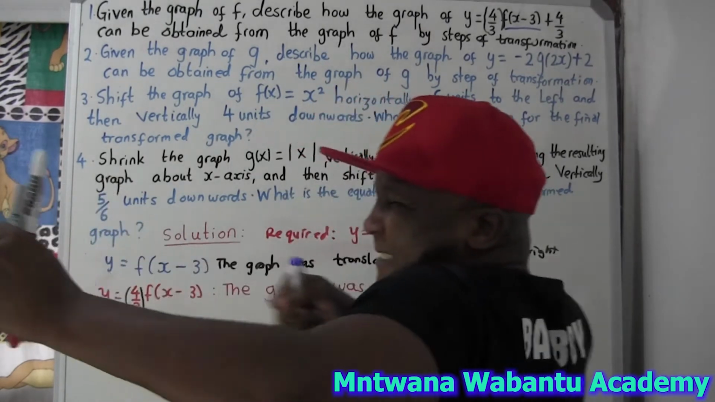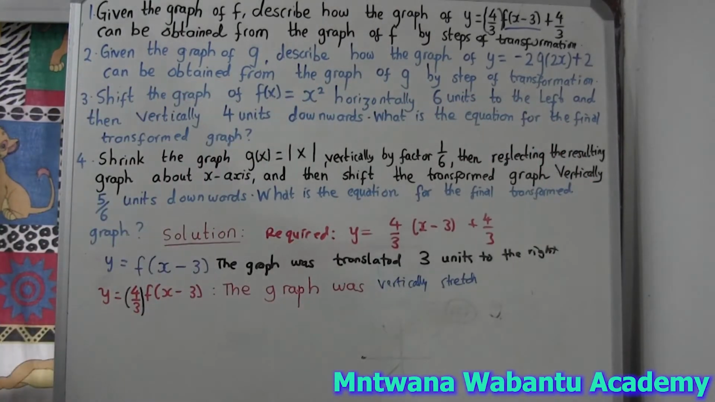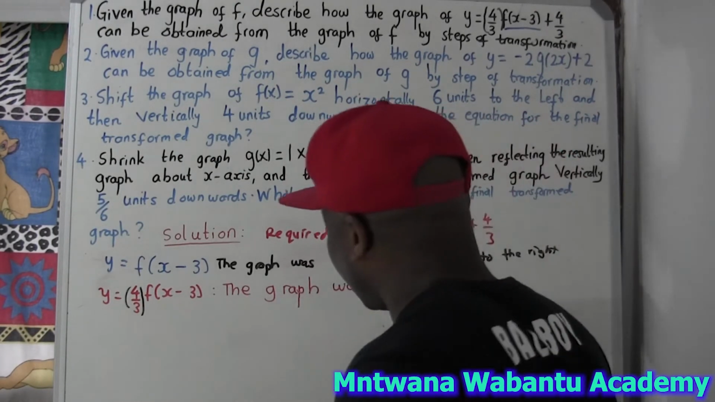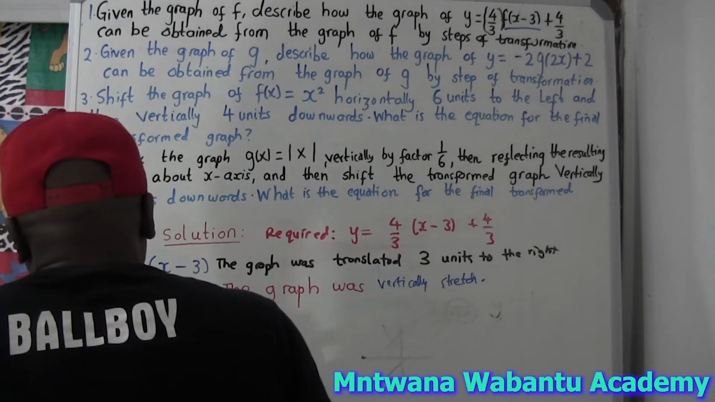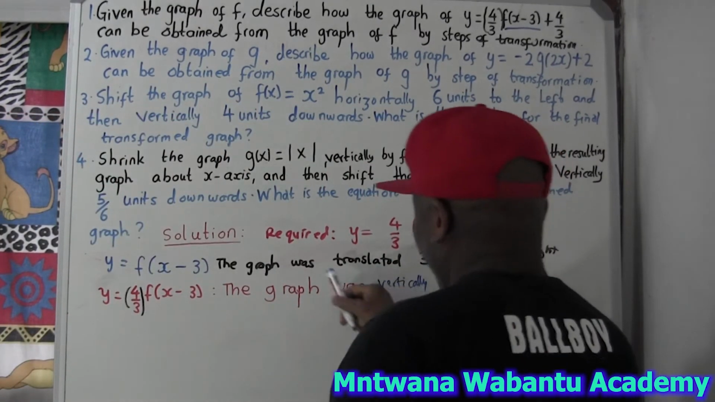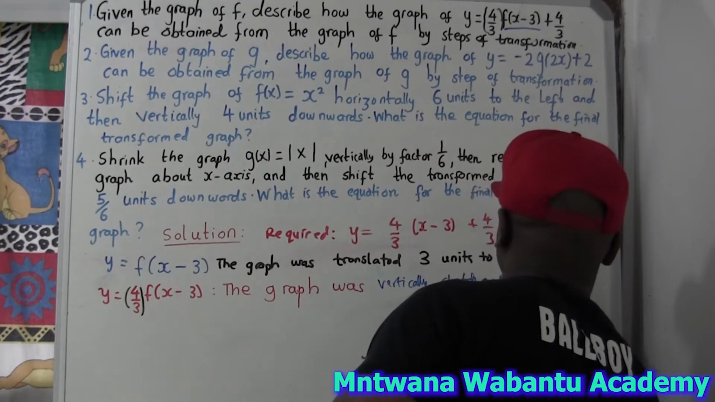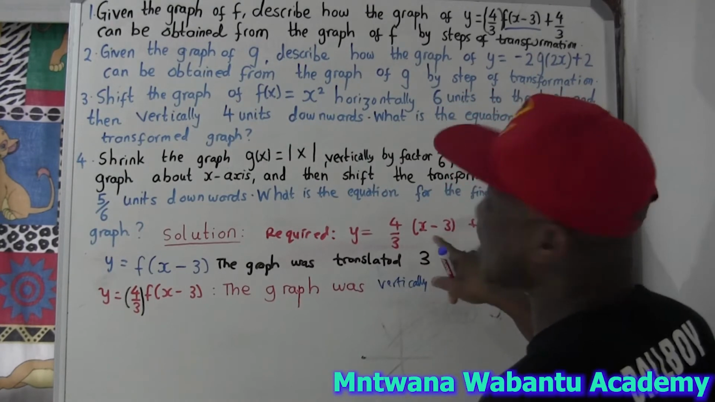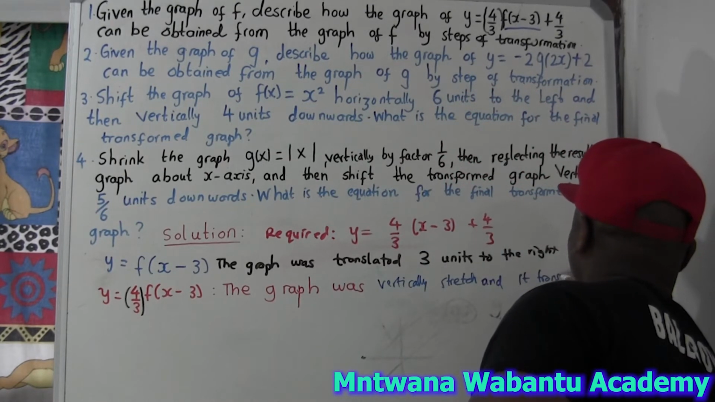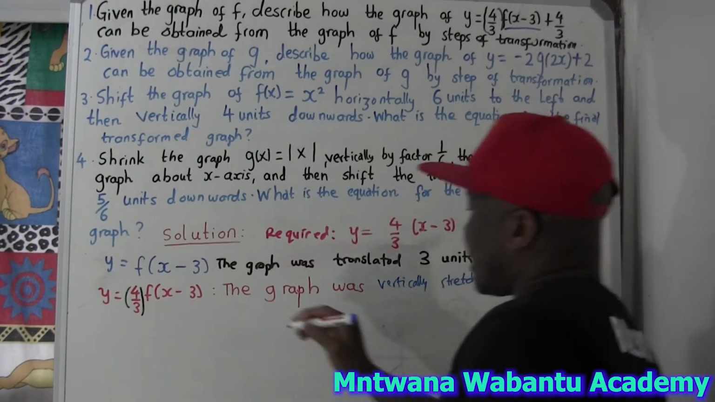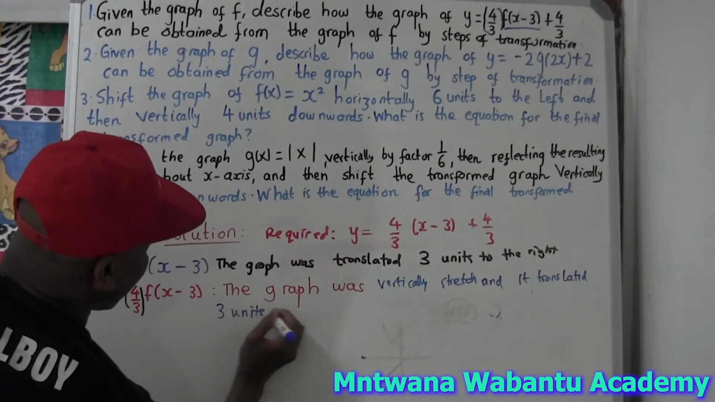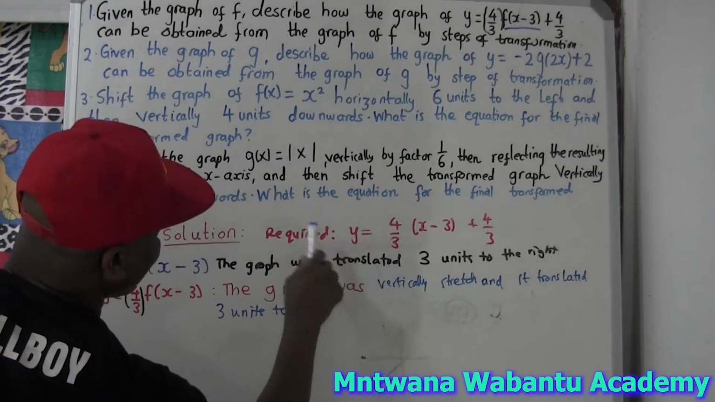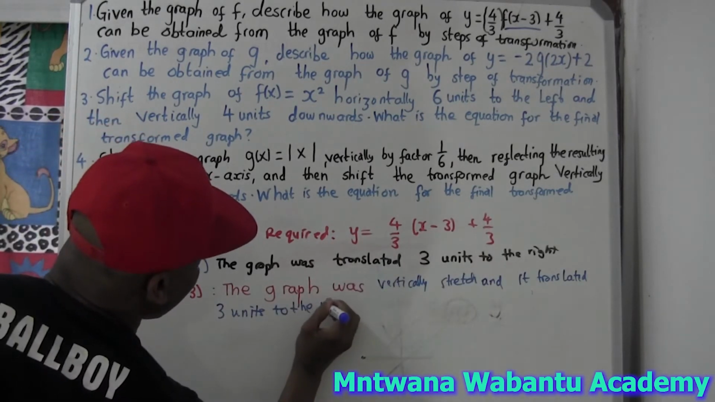To stretch something means you stretch it. So it was a vertical stretch. This graph was stretched vertically, and then translated. We can say this together: it was a vertical stretch, and then it was shifted 3 units to the right, because minus means you shift to the right.